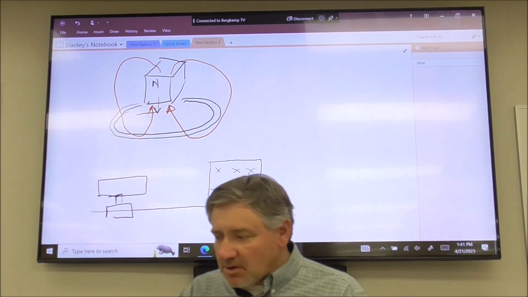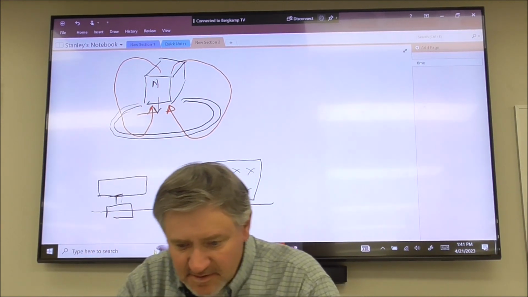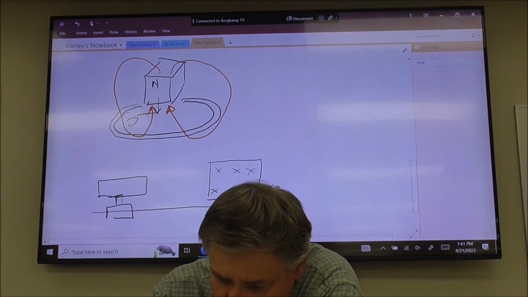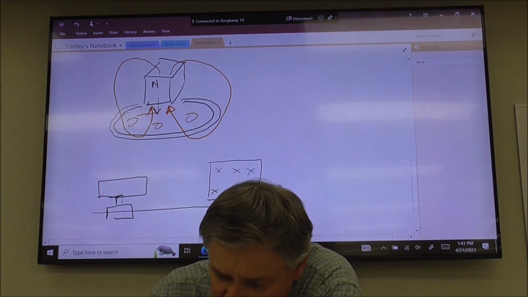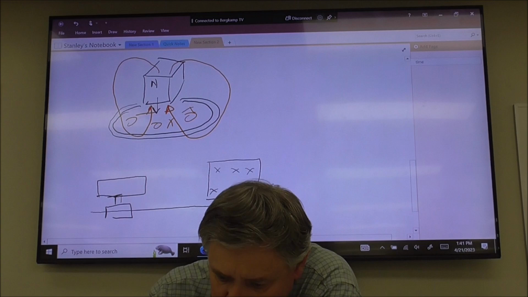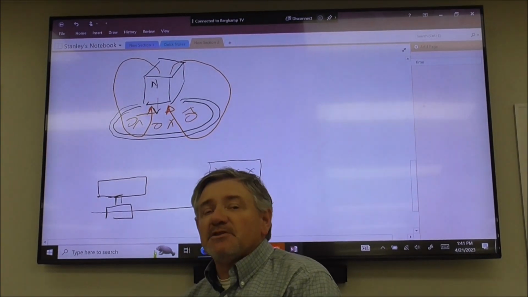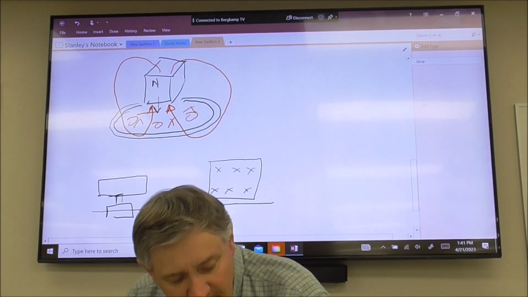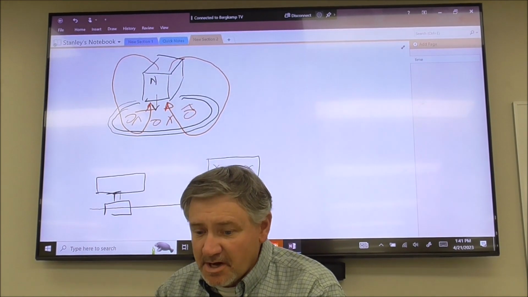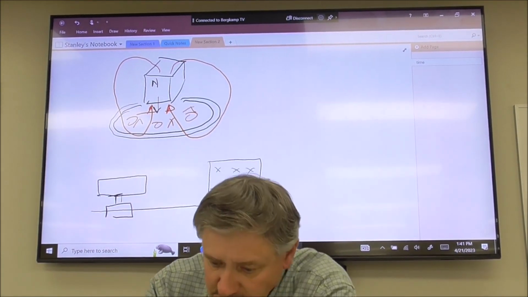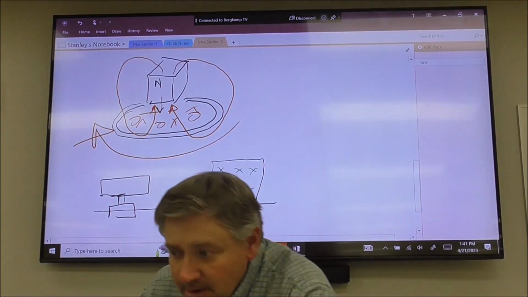Because of the fact that there's O's, you have to make X's. So in the plane of that, how are you going to make X's? Which direction is it going to go? Clockwise. So the first current is going to go clockwise.